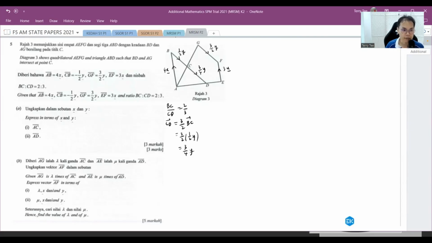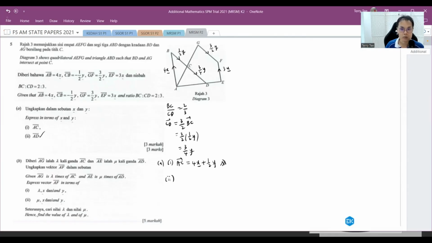Now let's find vector AC. Okay. If I want to find AC, I can go from A to B, B to C, right? Okay. Let me write down here. Yeah. AC. This is part A. AC is A to B, which is 4x, right? You can see from here, 4x. BC, half y. So we can actually write this directly, 4x plus half y. Okay, second one, how do you go from A to D?